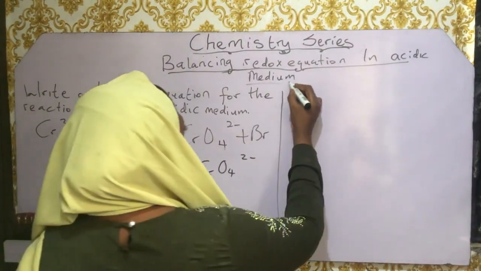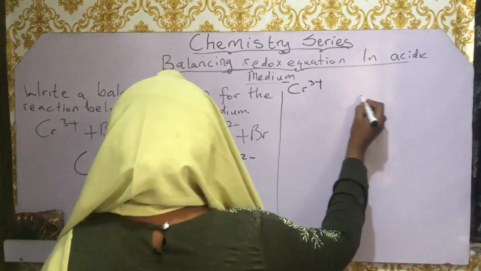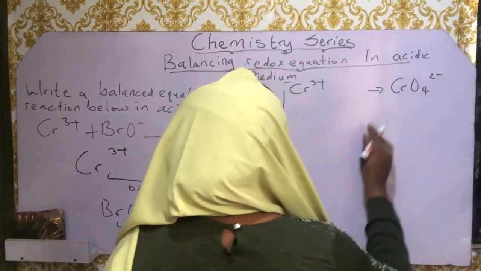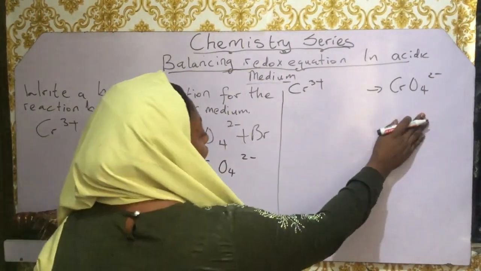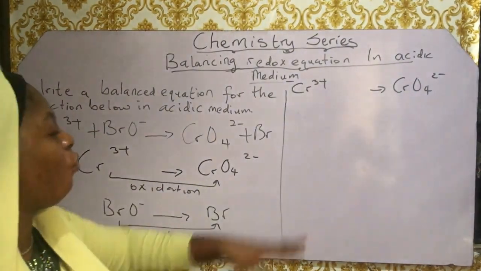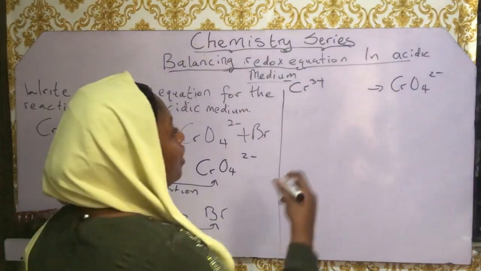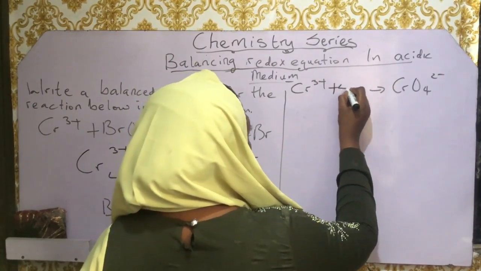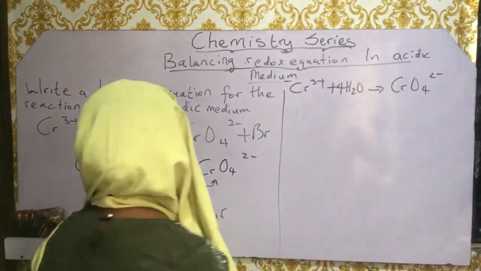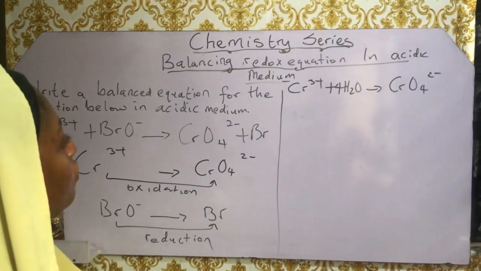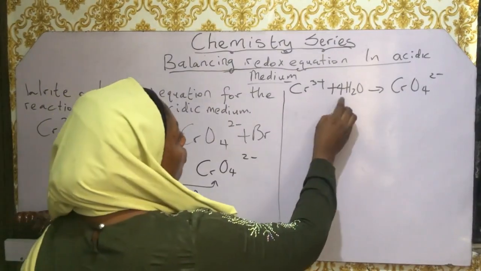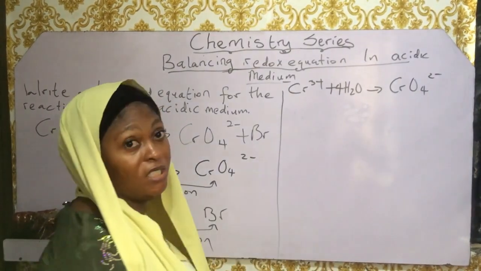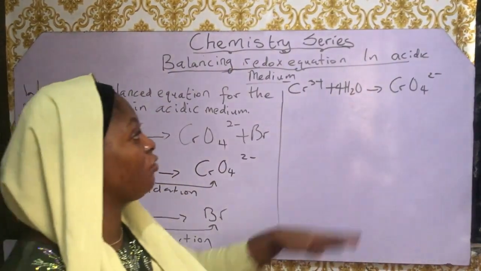So we have Cr3+ to give CrO4 2-. Now here we don't have oxygen and we have oxygen here. What you simply do is you add water to the side that needs oxygen. So here we have 4 atoms of oxygen, and so here we are going to have plus 4H2O. We can see now oxygen is 4. But here we have 4 times 2, 8 hydrogen atoms. We have to balance up the hydrogen atoms on the right.